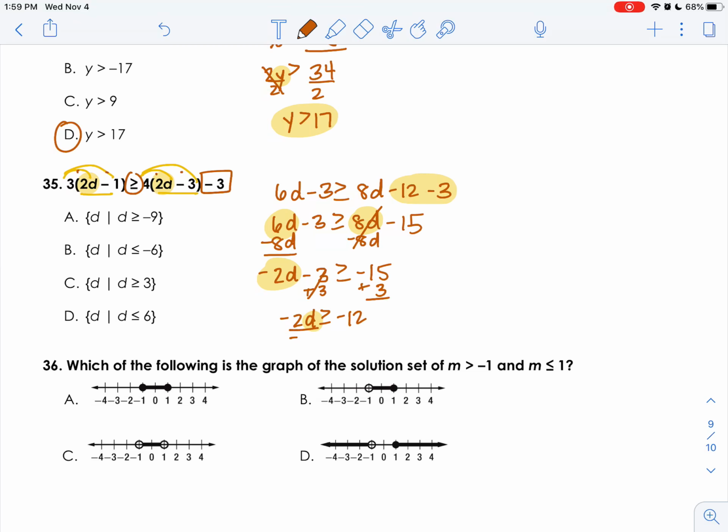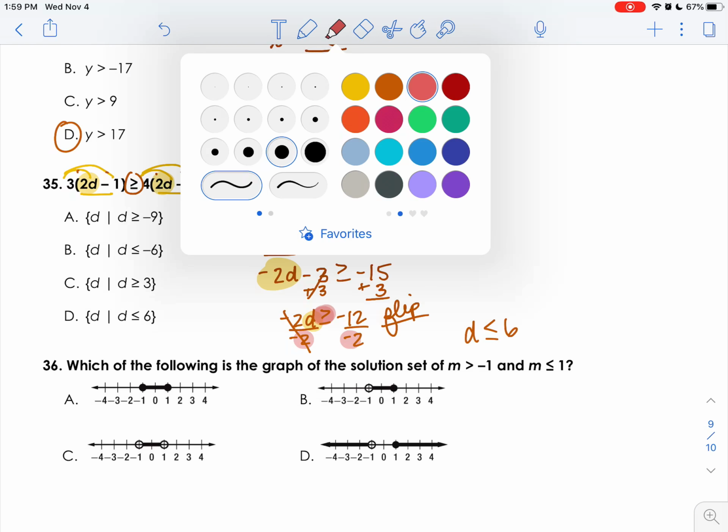And finally, I'm going to divide both sides by negative 2. I am dividing by a negative number here, so I need to flip my symbol. These negative 2's cancel, and I'm left with D flipped, less than or equal to 6.